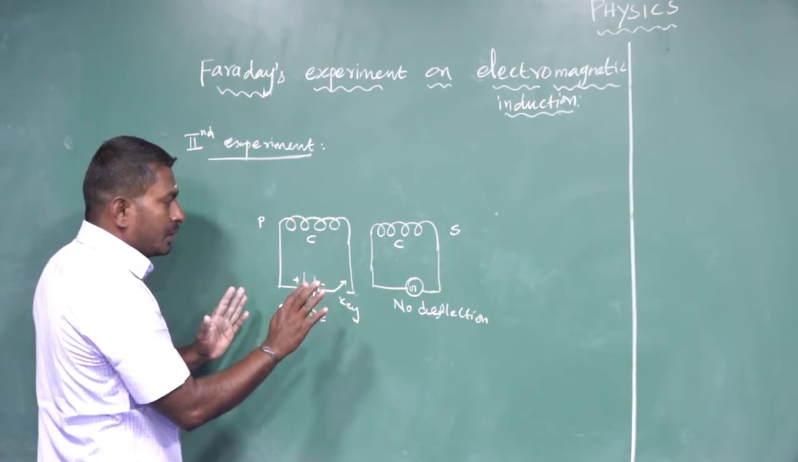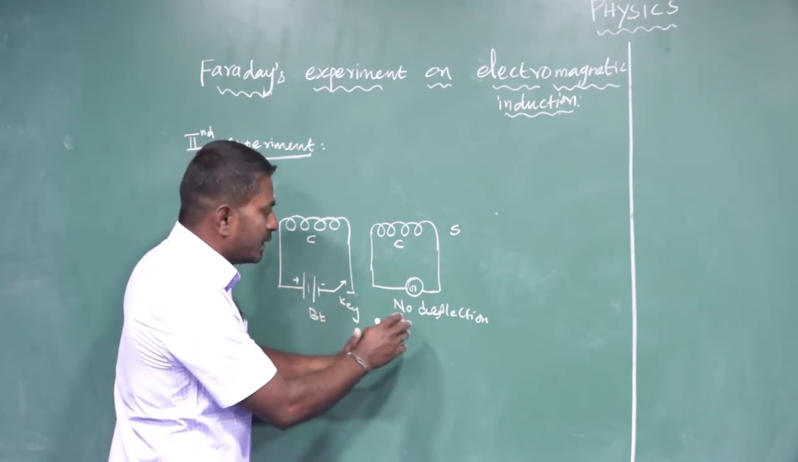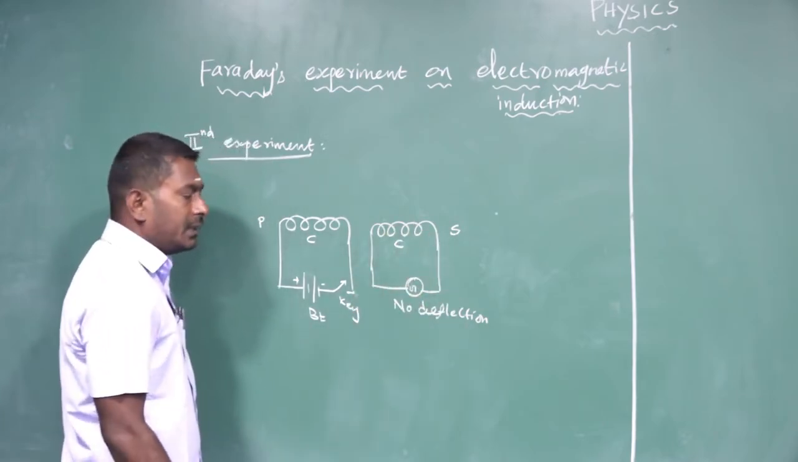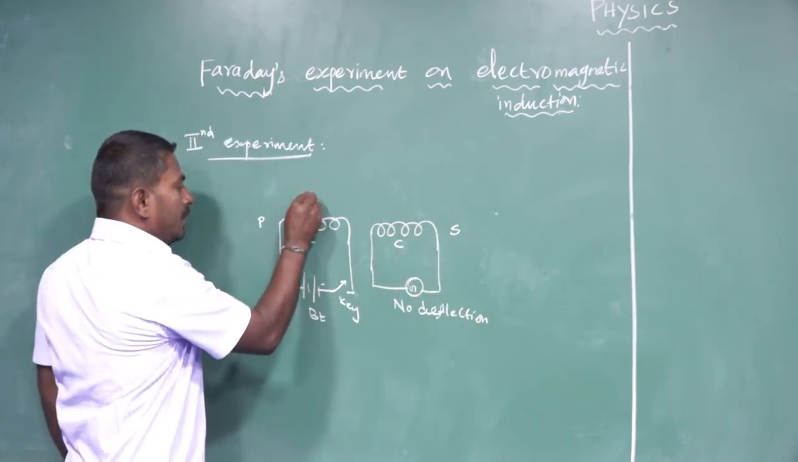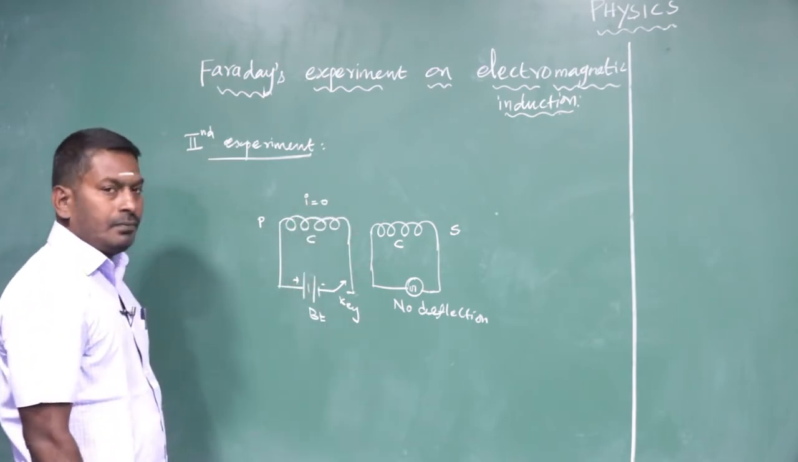The galvanometer does not show any deflection because in the primary closed circuit there is no electric current flowing. So that's why the galvanometer does not show any deflection, which indicates that there is no electric current set up in the secondary closed circuit. Electric current in the primary closed circuit is 0.